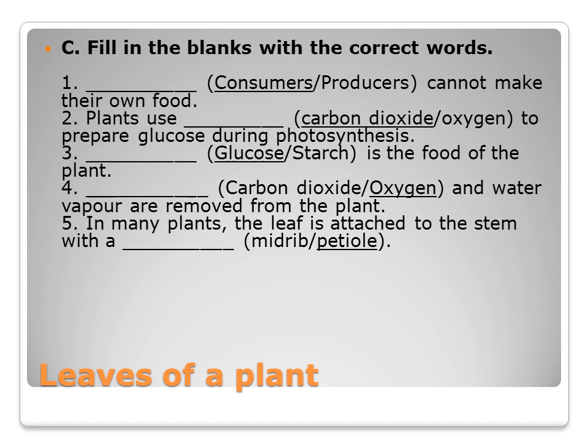Plants use dash to prepare glucose during photosynthesis. What does the plant use? It uses the carbon dioxide.